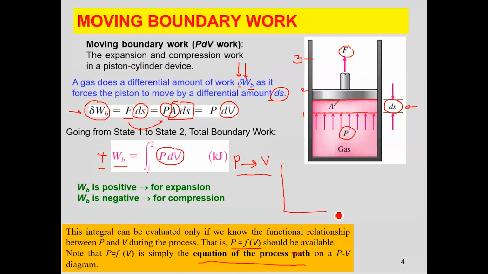So let's say I have this pressure and volume curve, and this is my state 1 and this is my state 2. If I move this way, path A, or if I move this way, path B, both would have a different relationship between pressure and volume. So in order to calculate the boundary work, you need to have a relationship between pressure and volume, and that relationship is nothing but the equation of the process path.